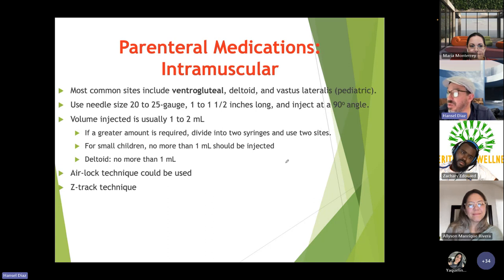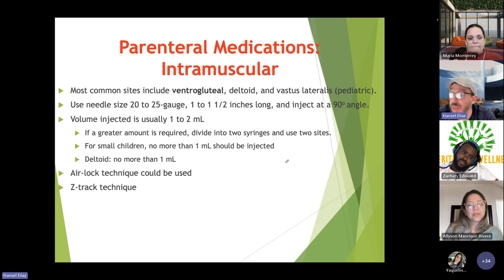And you do it at 90 degrees. An IM injection is usually 1 to 2 milliliters. If you need more than that, two shots. For small children, again, no more than 1 milliliter should be injected, and in the deltoid, no more than 1 milliliter.